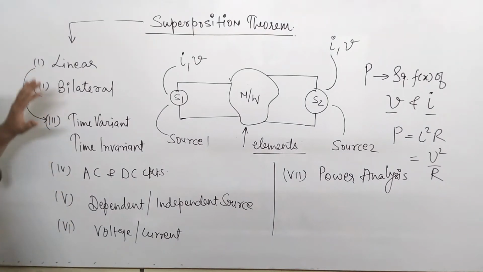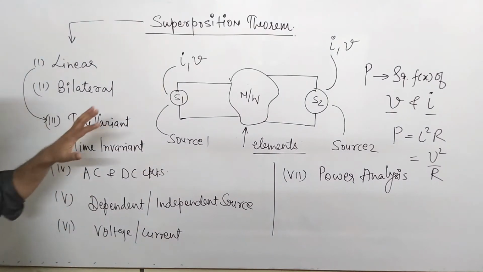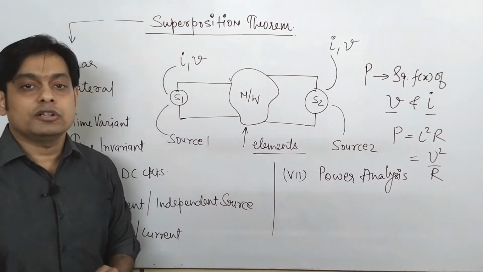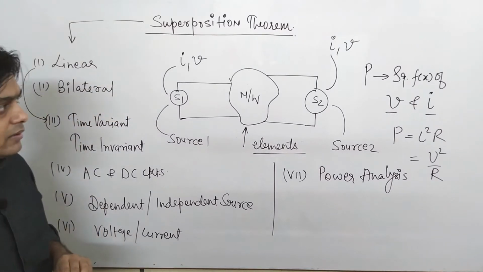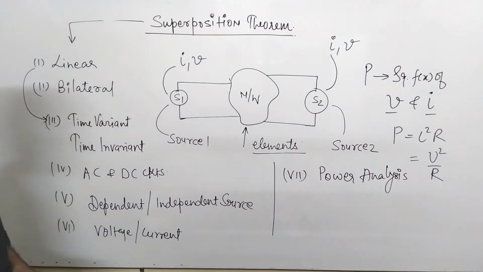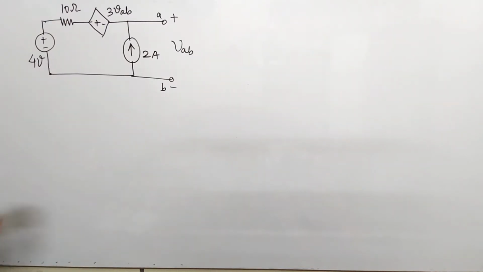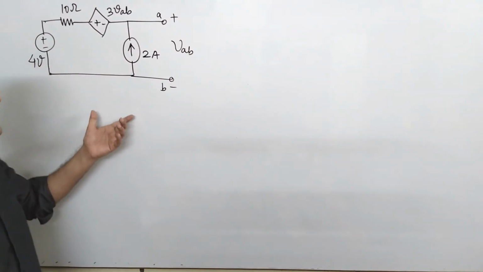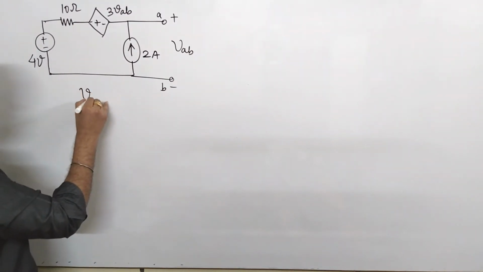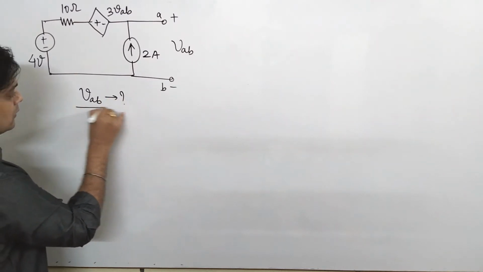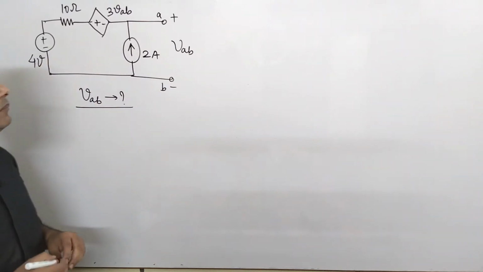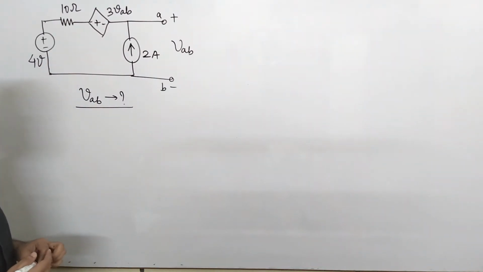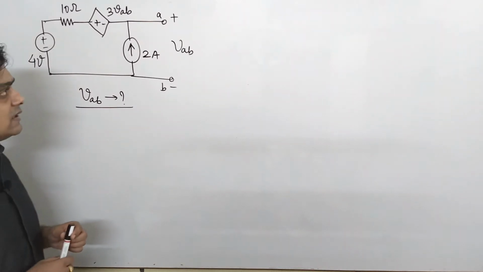So just keep in mind that these are the bullet points under which the superposition theorem is applicable and not applicable. What we'll do is understand the concept of superposition using a few problems. So friend, this is one problem in which you have to find the value of VAB using the superposition theorem. Now we will understand how the superposition theorem is applied.